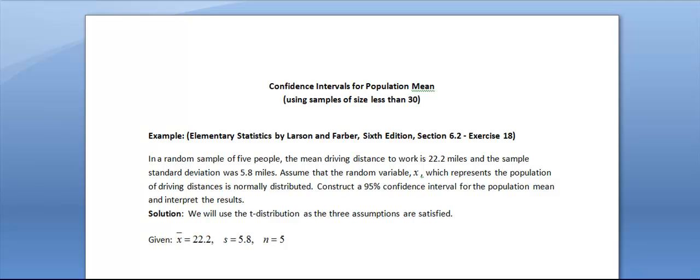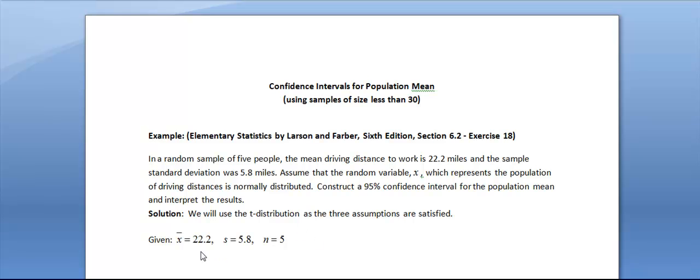Note that it is appropriate to use the t-distribution for this problem as the three assumptions of the t-distribution are satisfied. Namely, the sample size is small, the sample has only 5 people, it's less than 30. Secondly, the population or the random variable x is normally distributed. And thirdly, the population standard deviation is unknown. We can assume this because what's given in the problem is the sample standard deviation of 5.8 miles. So it is appropriate to use the t-distribution.